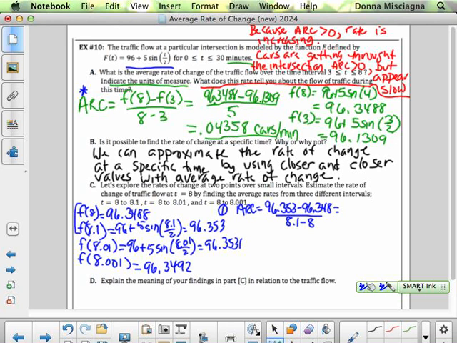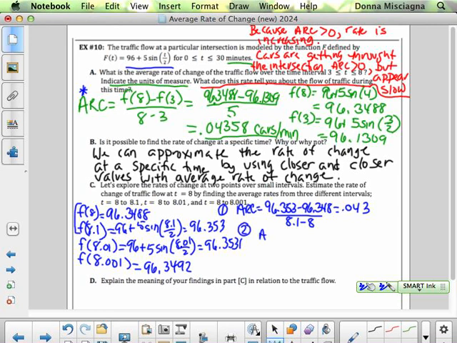All right, somebody plug that into a calculator. What do you get when you plug that into a calculator? You get 0.043. Did you divide that by 0.1? Yes, I did divide by 0.1. Okay, 0.043? Yep.